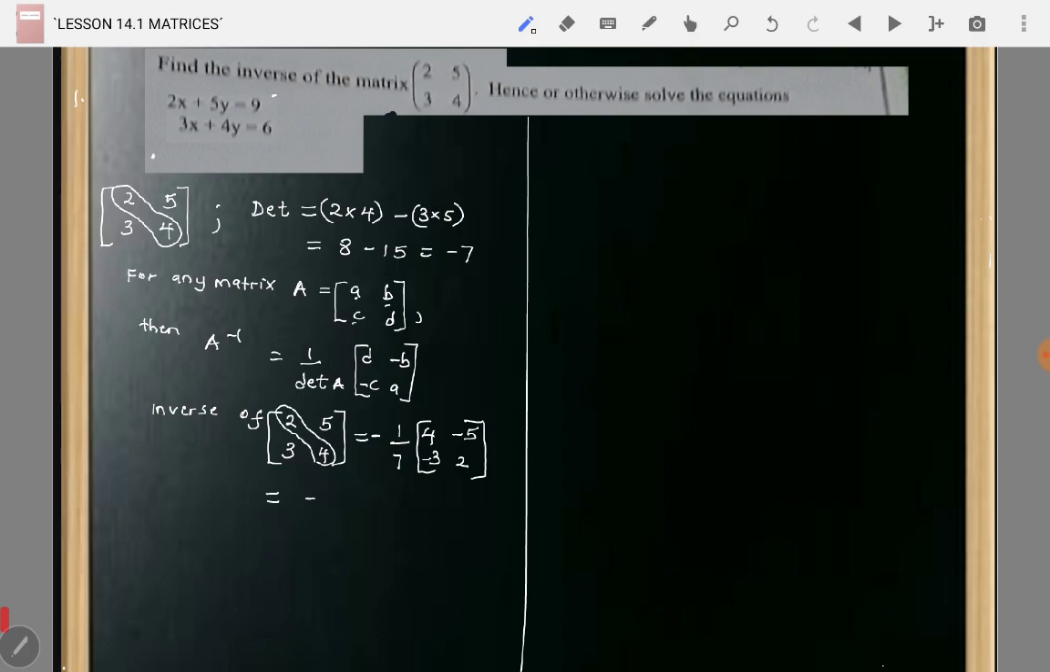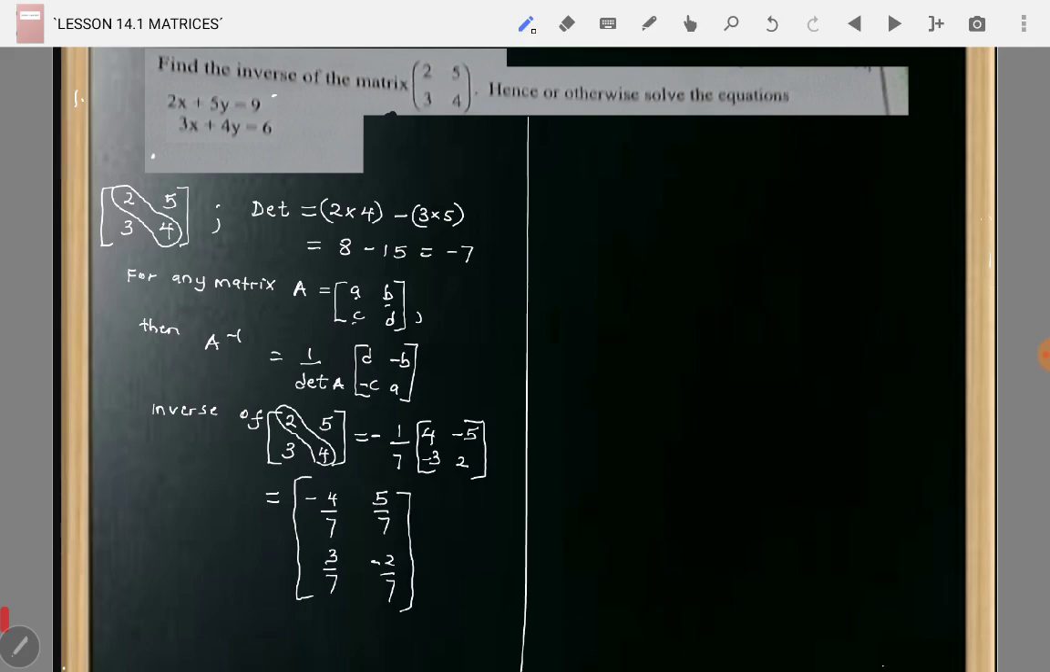4 over 7, negative 1 over 7 times 5 is equal to negative 5 over 7, negative 3 over 7 and then negative 2 over 7. We have gotten the inverse of the matrix.